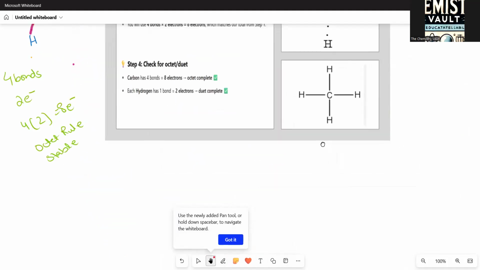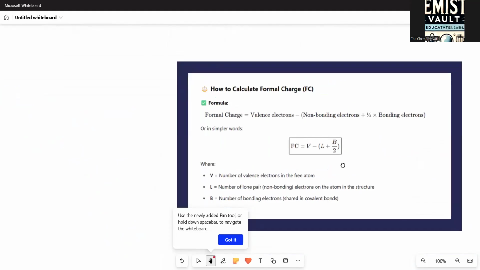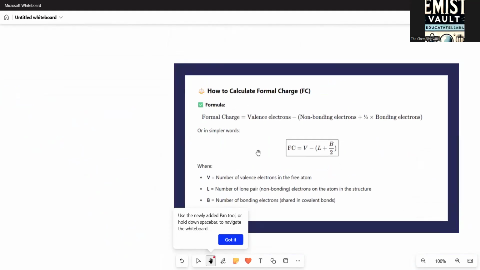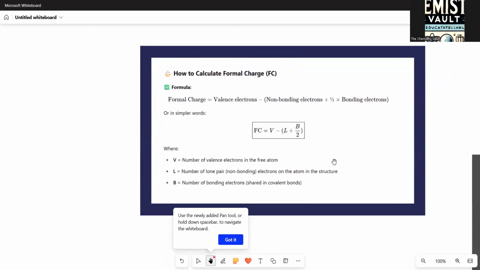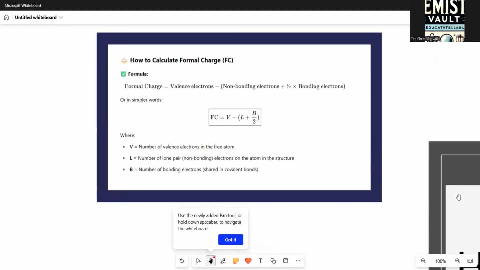Now we have to calculate the formal charges. How do we calculate the formal charges? We can calculate them by using valence electrons, non-bonding electrons, and bonding electrons. Here we subtract the non-bonding electrons from the valence electrons, and then subtract bonding electrons divided by 2. The number of valence electrons in the free atom is represented by V, and lone pairs are those electrons which are not involved in bonding. They are non-bonding electrons. And the bonding electrons are those which are shared in the covalent bonds.